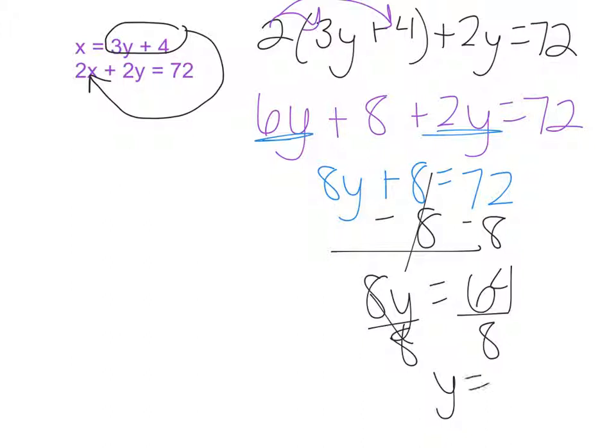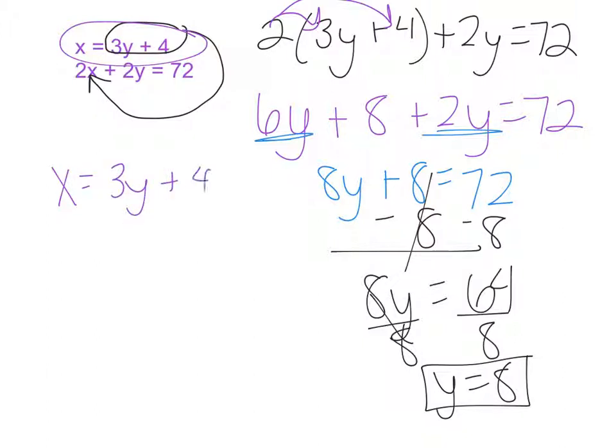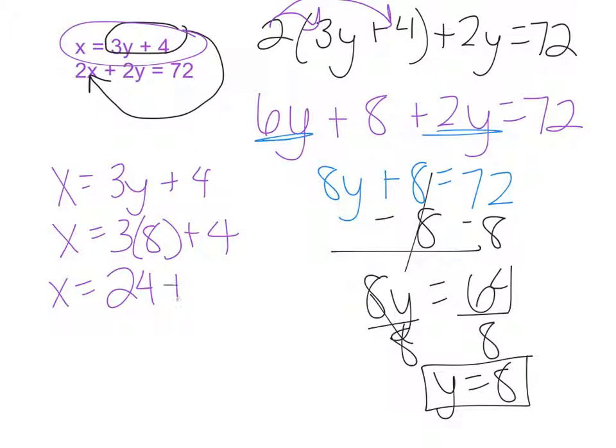So y equals 8. Now, we're not done after this part. We know that y equals 8, but we still need to go back and find out what is x. So I'm going to plug it back into that first equation, x equals 3y plus 4, but instead of a y, we are going to substitute in our 8. So we can take 3 and 8 and multiply them to get 24 plus 4, and then that adds to give us 28. So if we go back to the problem, it said, what are the dimensions of Sally's garden?